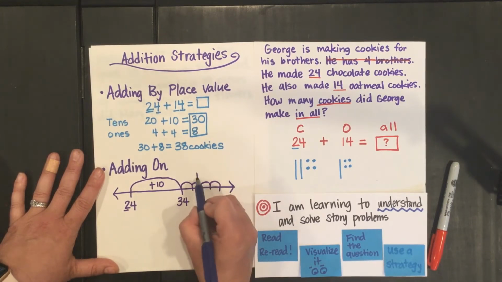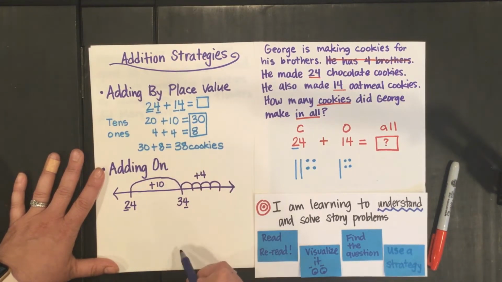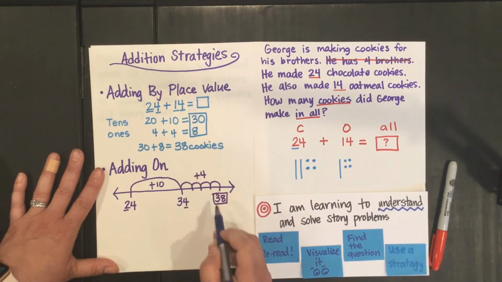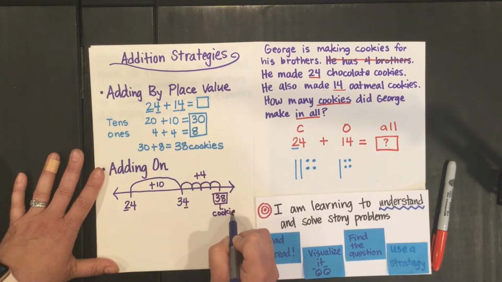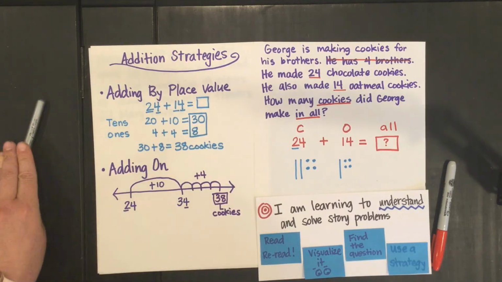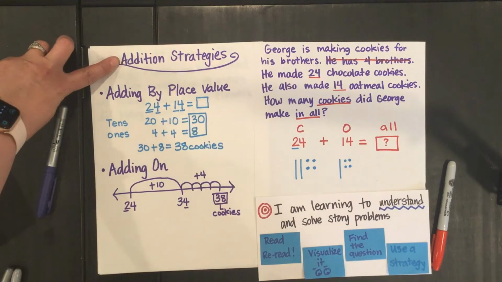And when I do that, I can use the same idea I did up here. I have 4 in the 34, plus 4 would get me to 38. And there I have now 2 strategies that explain that the total number of cookies that our friend George had made for his brothers was 38 cookies in all. This was an example of a story problem that used addition.